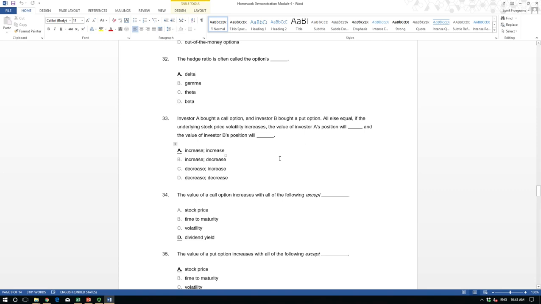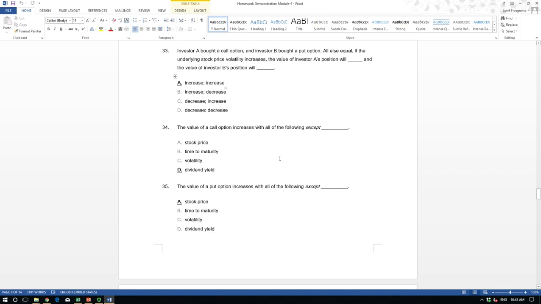A. Number 34. The value of a call option increases with all of the following except stock price, time to maturity, volatility, and dividend yield is not. So D is the best answer for number 34.